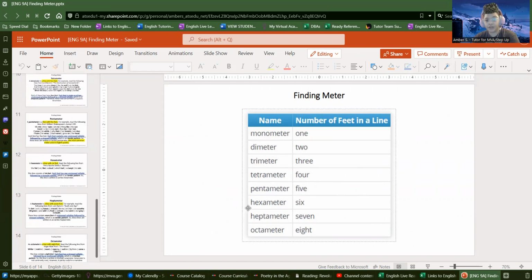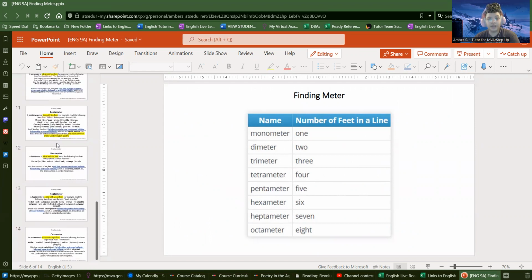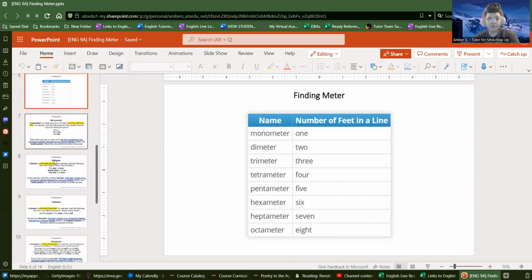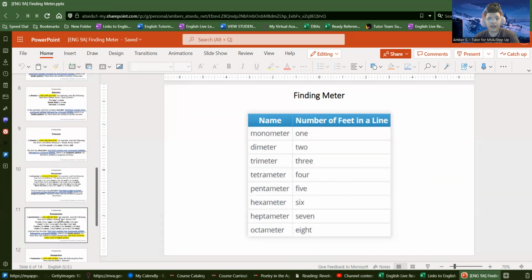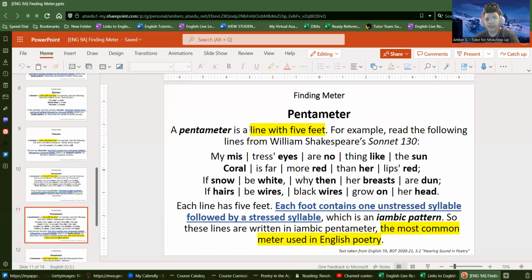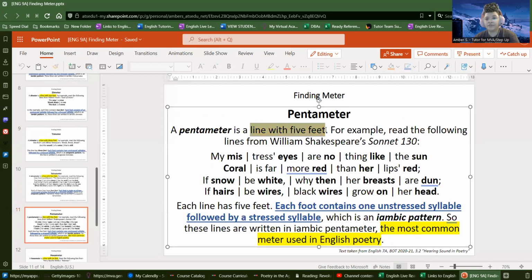Now, there are other slides here that have examples of each one of these on a separate slide. So if we're looking for pentameter, we can go 1, 2, 3, 4, 5, and then we're here, pentameter. So it says here a line with 5 feet. So meter is basically how we're measuring it, but you can also call it feet. Feet is the number of times that it repeats. Meter is pretty much just an overall word for the pattern of anything repeating.